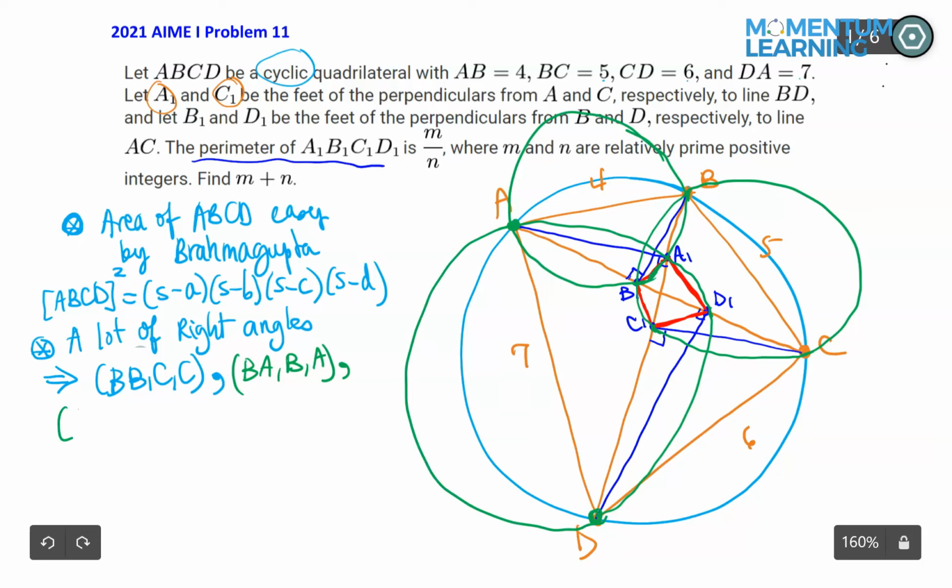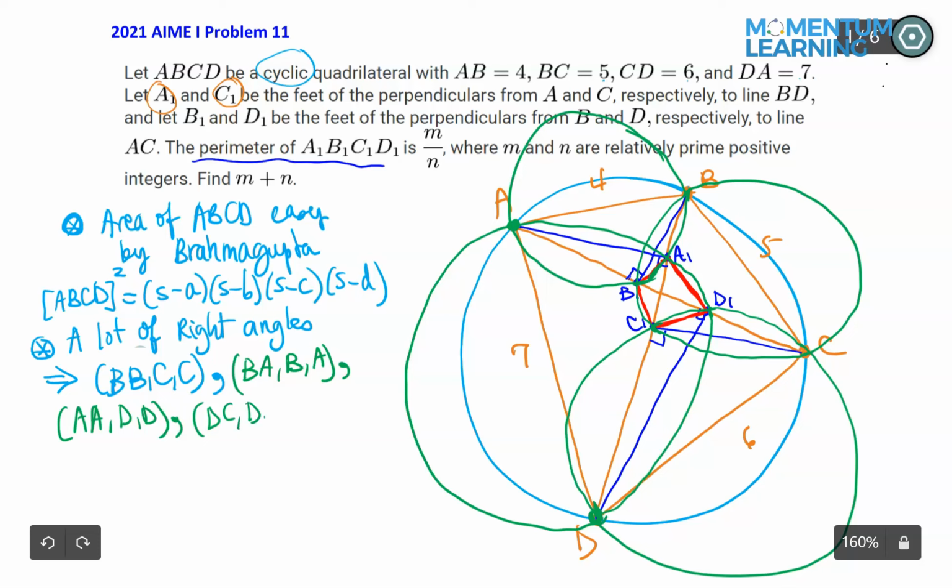So we said A A1 D1 D. And finally, the last one is probably the fact that D C1 C and D D1 C are 90-degree angles. I suppose we have this cyclic quadrilateral over here as well with diameter DC, right? So the last one is D C1 D1 C. D C1 D1 C is also cyclic. So all four of these quadrilaterals are cyclic.